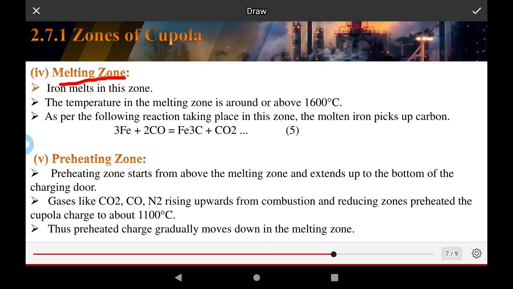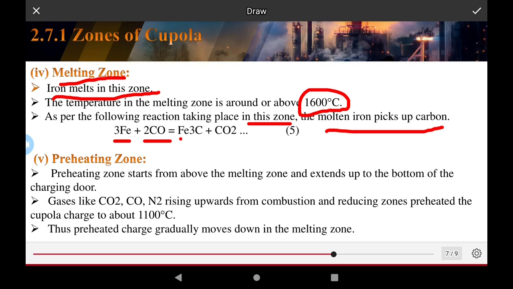The fourth zone is the melting zone. Iron melts in this zone. The temperature in the melting zone is above 1600 degrees Celsius. The following reaction takes place in this zone, where the molten iron picks up carbon: 3Fe plus 2CO gives Fe3C plus CO2, carbon dioxide.